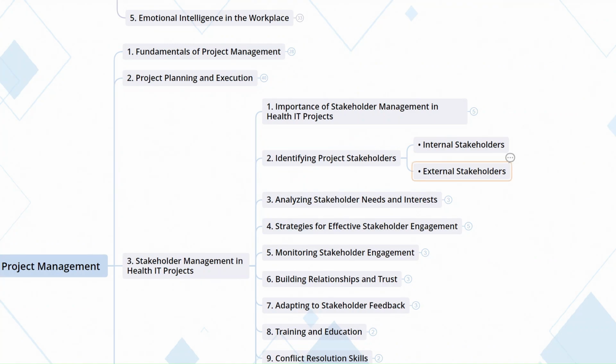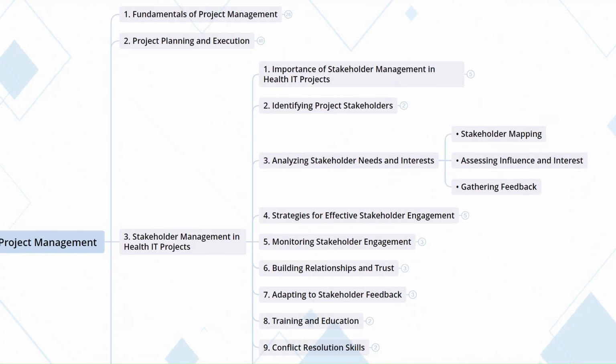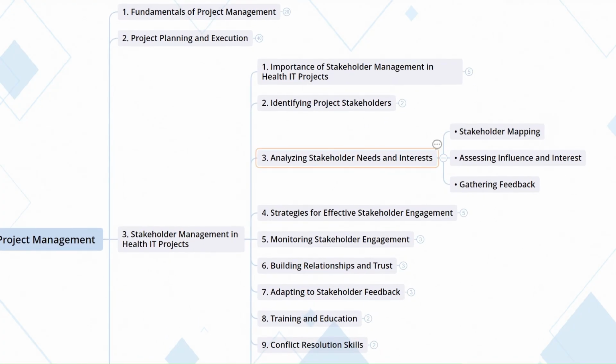Next, the external stakeholders. External stakeholders may include patients, regulatory bodies, payers such as insurance companies, vendors of health IT solutions, and consultants. Each group may have different needs and expectations regarding the project. Next, analyzing stakeholder needs and interests.